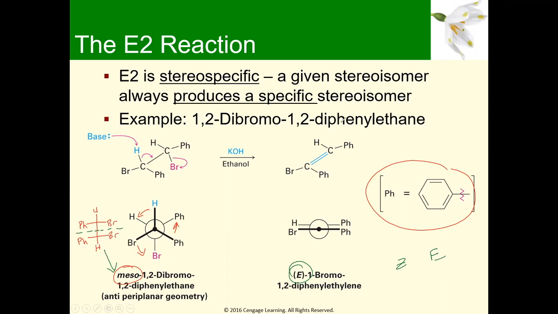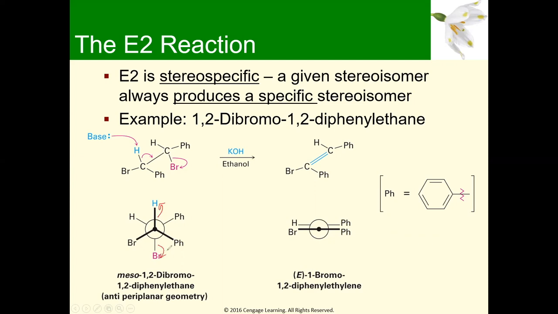So in this case, let me erase everything I've got up there so far. What I'm getting rid of here is this hydrogen and this bromine, they're leaving. So what's left, you're going to put the hydrogen and the bromine on one side, and you can put the two phenyl groups on the same side, and that's reflected here. You've got the two phenyl groups on that side, and the bromine and the hydrogen on that side.